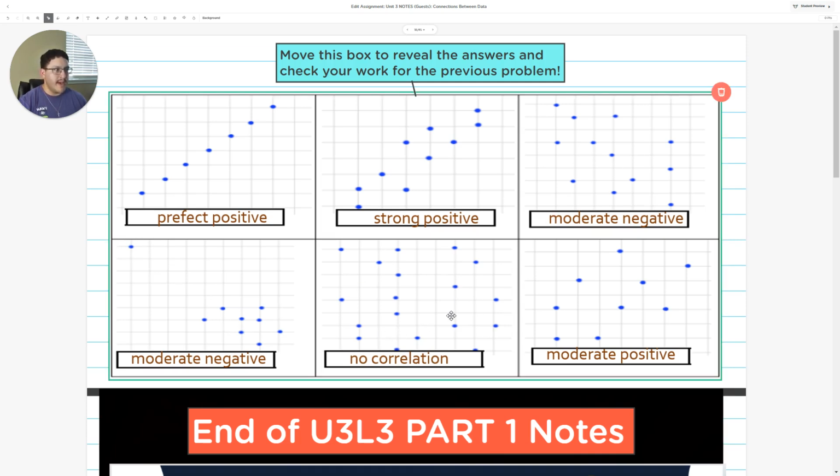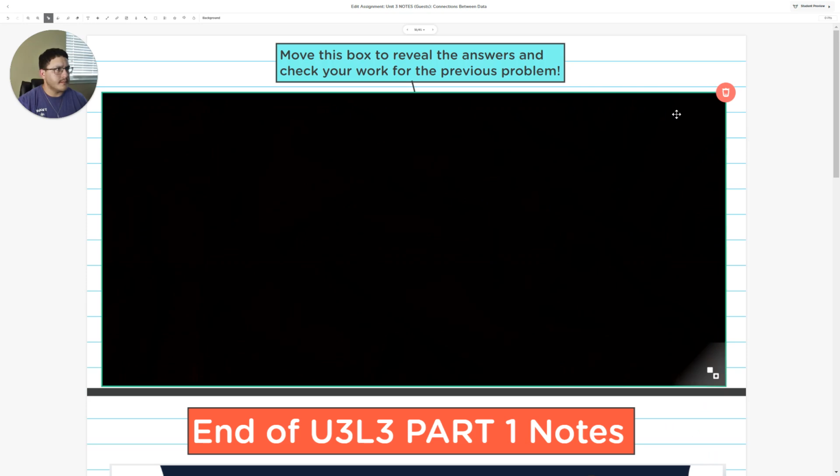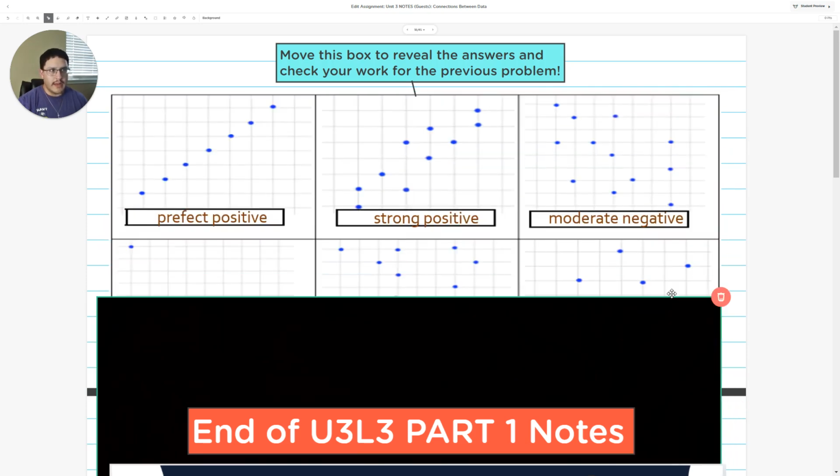We have the middle from the bottom, no correlation. We can't tell whether it's going up or down. And then we have moderate positive for the bottom right because we can tell it's going in an upward direction, but the dots, they're not as close together. So we say either moderate or weak, depending on what answers you're given for these problems. That's it for you try number 1.